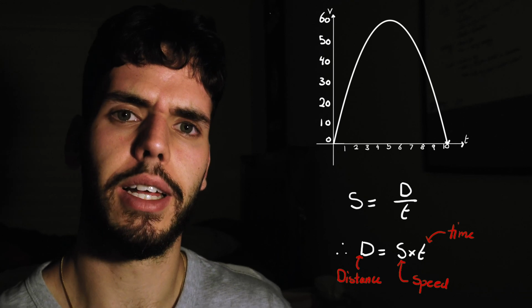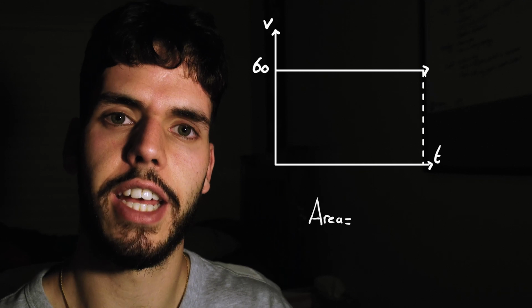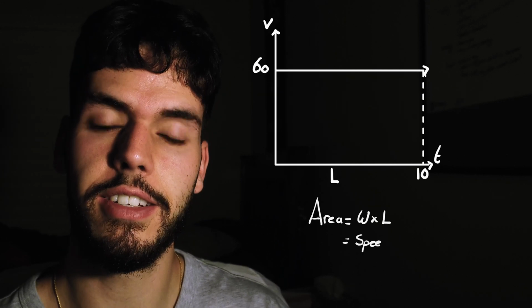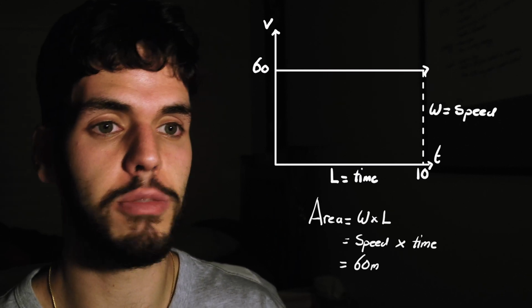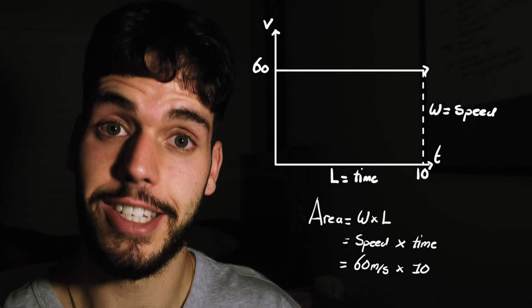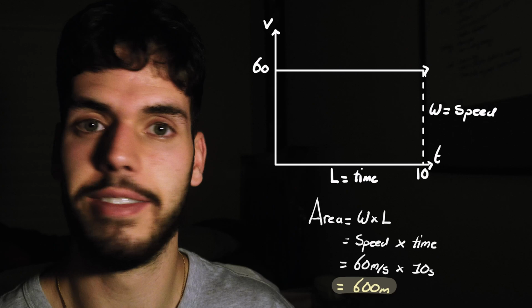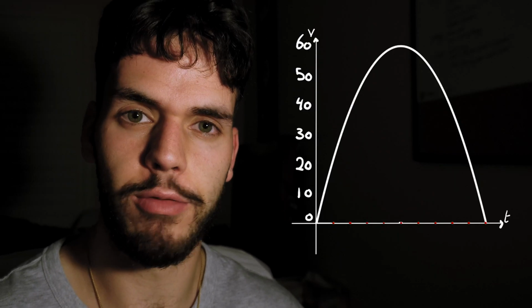To make this a bit simpler, let's observe my car going a steady 60 meters per second for a 10-second period. And if we want to find the area under that graph to find our distance, it's simply a rectangle where our length times our width is our speed multiplied by our time. 60 meters per second multiplied by 10 seconds, 600 meters. Easy.